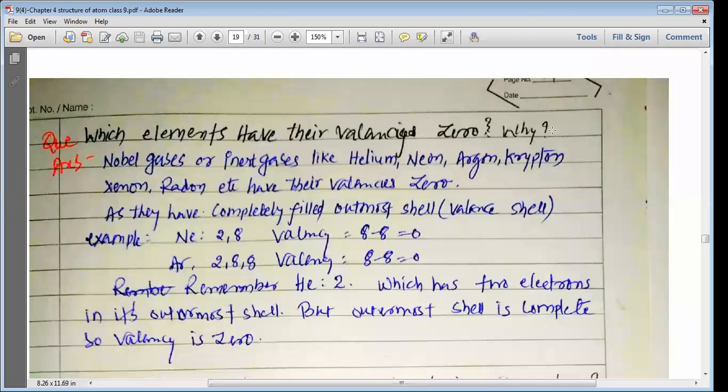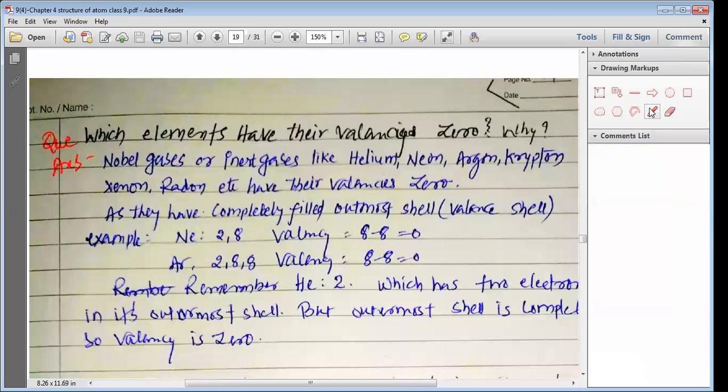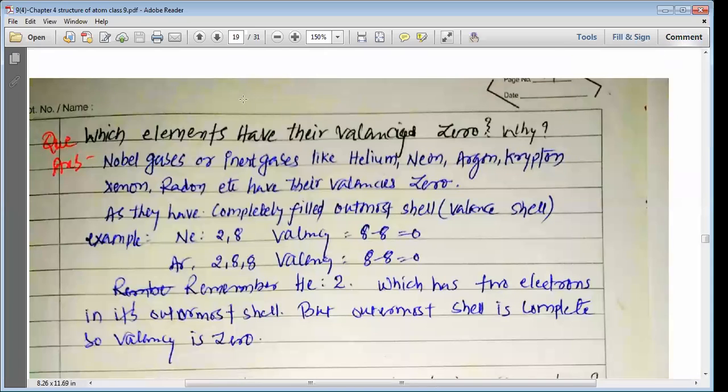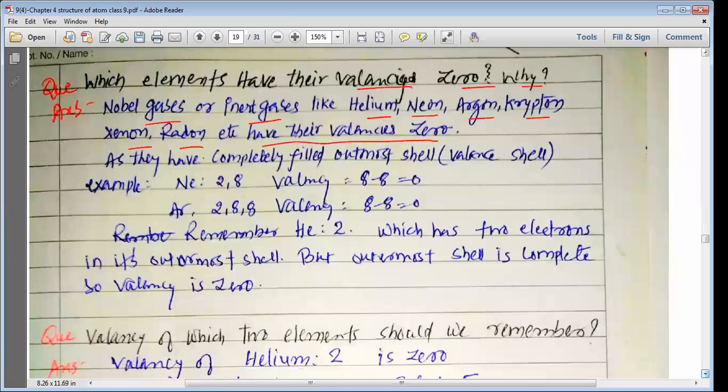Let us do a little revision of what we studied yesterday and then move ahead, and we have to look at valency. Let's study about valency. Which elements have their valency 0 and why? We have studied that noble gases or inert gases like helium, neon, argon, krypton, xenon, radon, etc. have their valencies 0. Now, how?